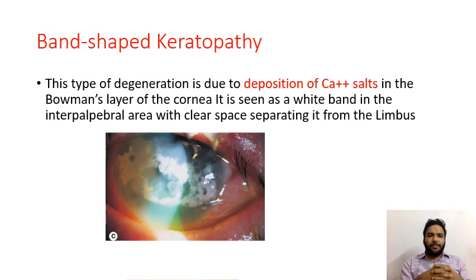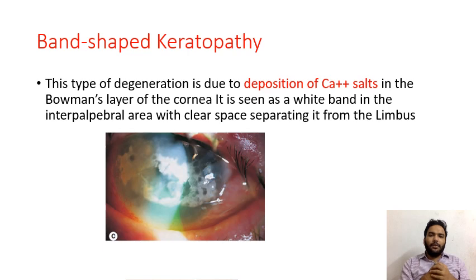Next is band-shaped keratopathy. This is a type of degeneration due to calcium deposition in the Bowman's layer. It is seen as a white band in the interpalpebral area with clear space separating it from the limbus. The reason could be anything like long-standing uveitis, or any phthisis or atrophic bulbi that causes a lot of degeneration, that causes calcium to get attached to the cornea. That is what is band-shaped keratopathy. But the vision will be very poor because there will be an underlying problem with this patient. That's the reason the vision won't be that good.